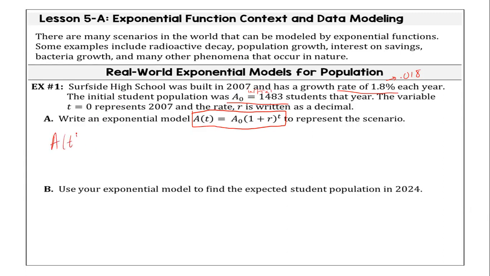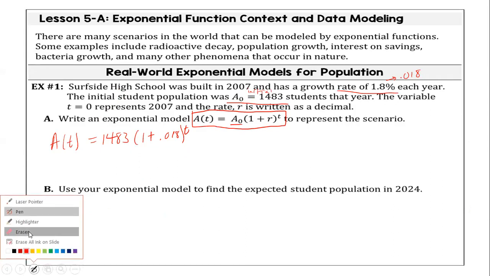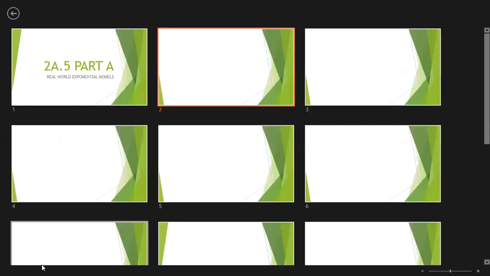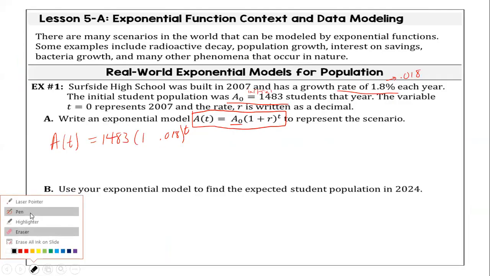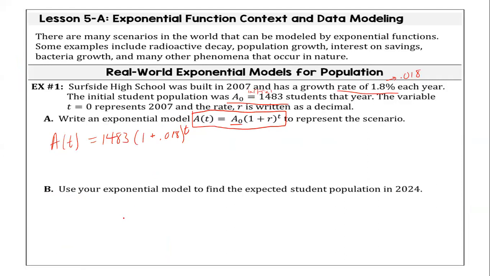So the exponential model would be A of T equals your initial, your A sub 0, which is 1,483, parentheses 1 plus your rate in decimals, 0.018. I said 0.1 and I wrote 8.1. That's a skill right there that you guys are just jealous to have. That's not a T, that's a plus. I thought it was a T writing this down. I feel like y'all are just bullying me right now.